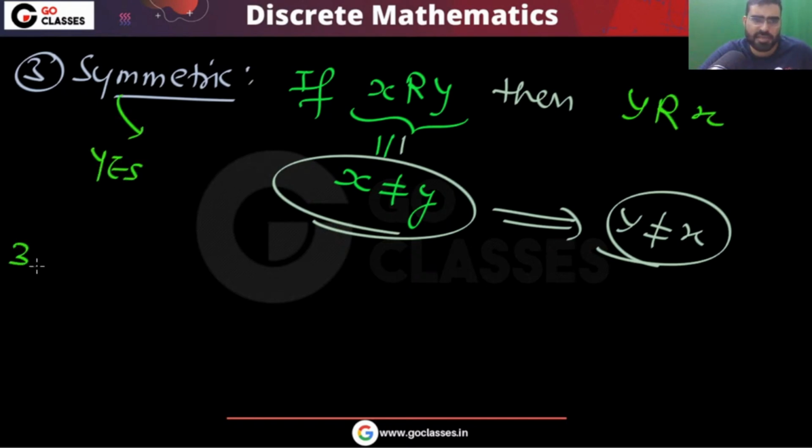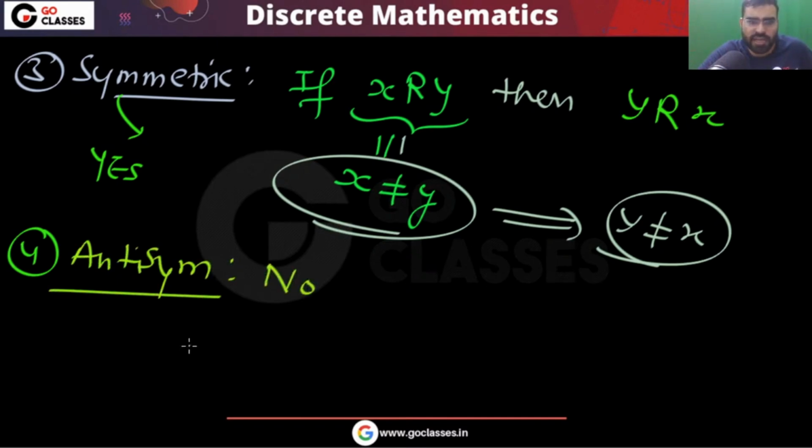The relation is symmetric. What about the fourth property? Can I say this is anti-symmetric? The answer is no. This is not anti-symmetric because you can easily see that 2 is related to 3, and you can also see 3 is related to 2. So this is not anti-symmetric.